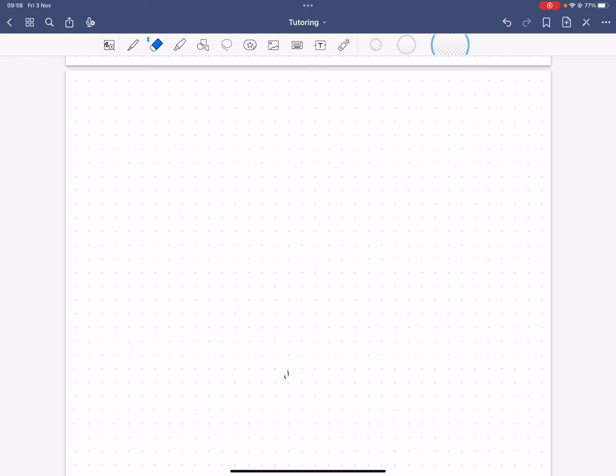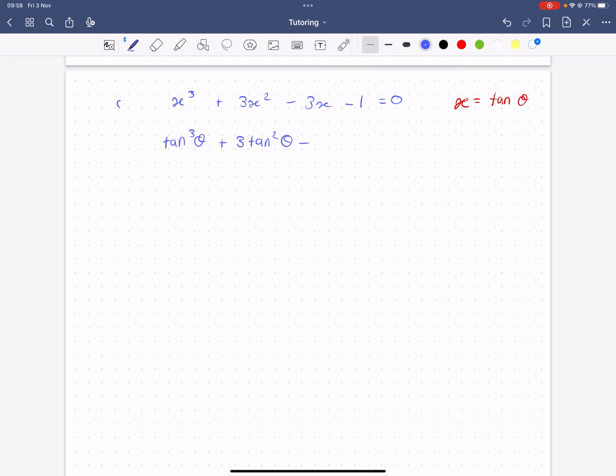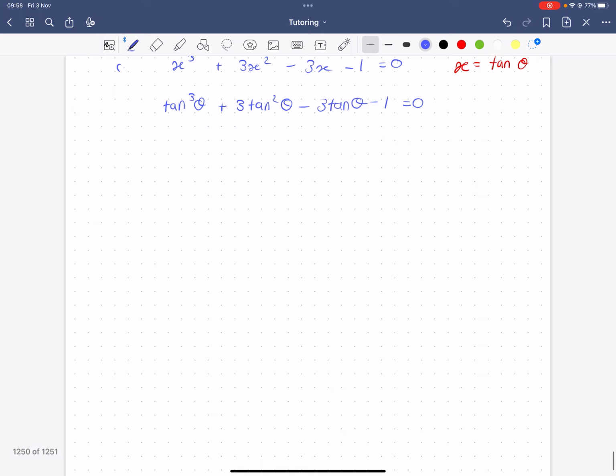Right, so today we're going to have a look at one of the examples that we did in class. The question asked us to solve x cubed plus 3x squared minus 3x minus 1 equals 0, and we were asked to use the substitution x equals tan of theta. So from that it would follow that tan cubed theta plus 3 tan squared theta minus 3 tan theta minus 1 equals 0.